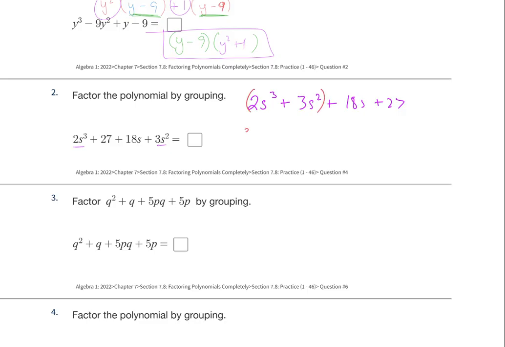So this group has an s squared in common, 2s plus 3. And again, if this is going to factor by grouping, this and this should end up being identical, and they will once I factor out a 9. So what will be left behind is 2s plus 3. And now notice that there is 2s plus 3 in each group, and what's left behind is s squared plus 9. Done.